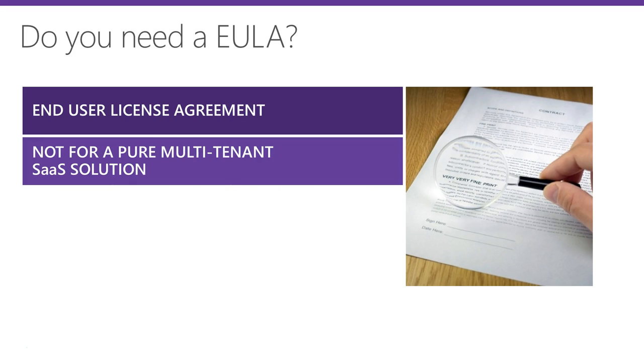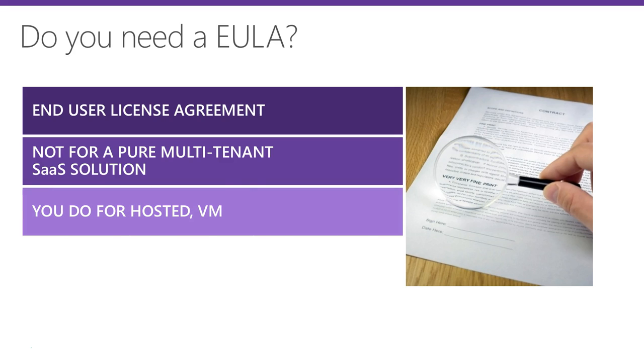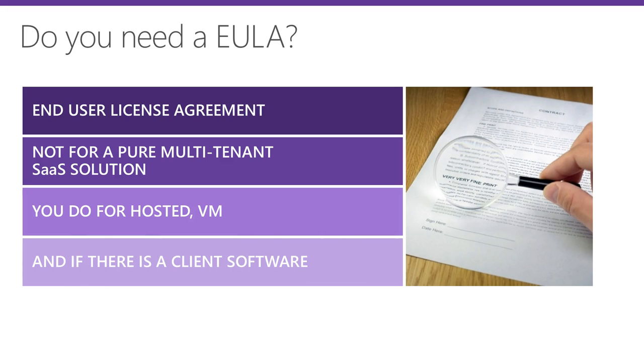However, with a pure multi-tenant SaaS solution, you're provisioning a service. You're not transferring the right to use the software, nor the right to run it on their hardware. The relationship will be governed by a services agreement. Keep in mind that this is true for SaaS solutions. If you're hosting your on-premise solution or running it on virtual machines, VMs, you still need to license the software. That is also true if there's client software running on the customer's hardware. You need to transfer the right to use your software on their infrastructure, even if the overall solution is a multi-tenant SaaS.